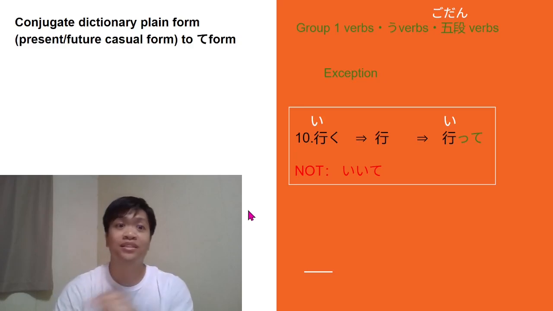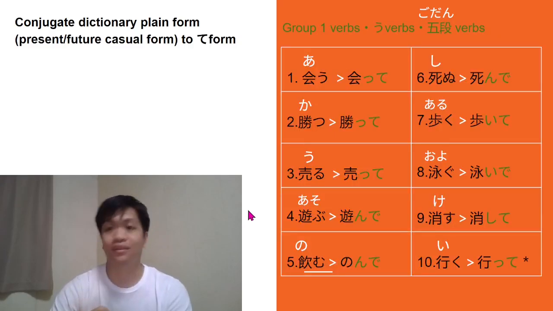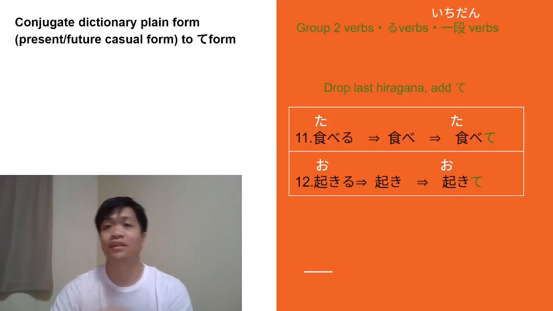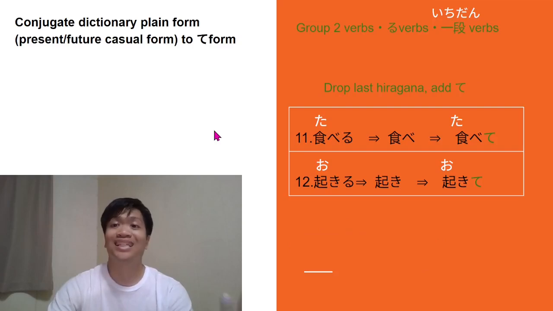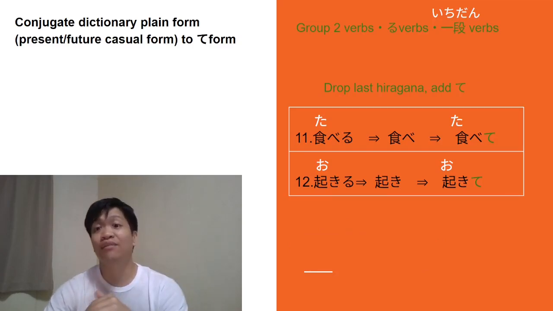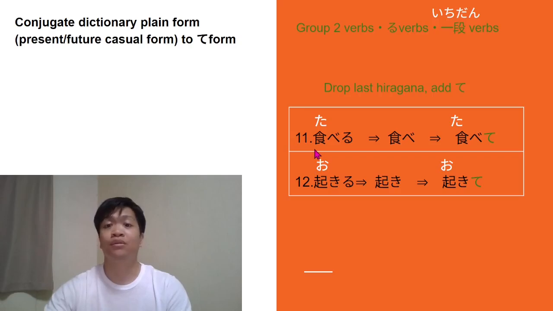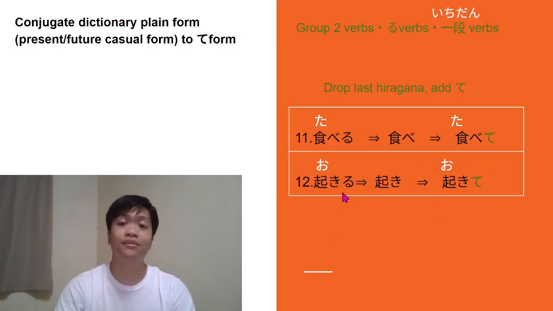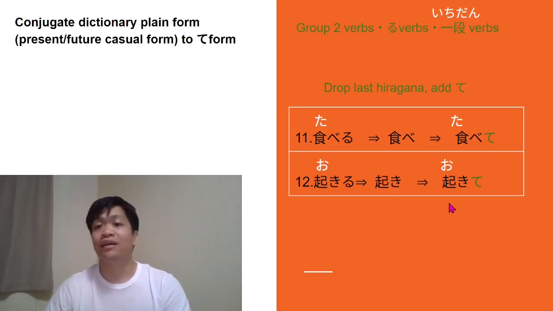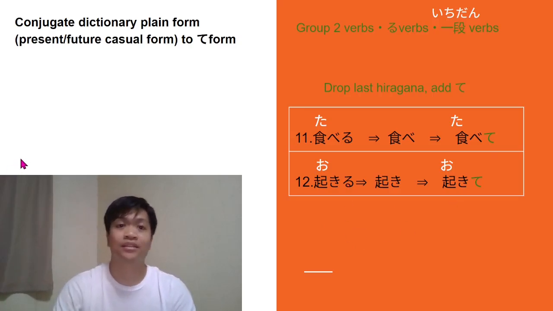Next, group 2, which is a lot more simple. Yeah, a lot more simple. We have group 2 verbs, or ru verbs, or also called ichidan verbs. For this, you just have to drop the last hiragana, which is also always ru when it comes to these verb types, and then add te. So taberu, which is to eat, becomes tabete. Okiru, drop that ru, and then that becomes okite. So that is group 2.